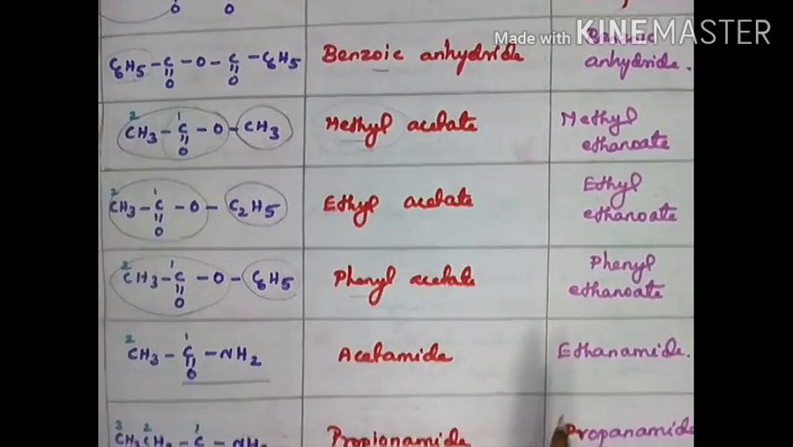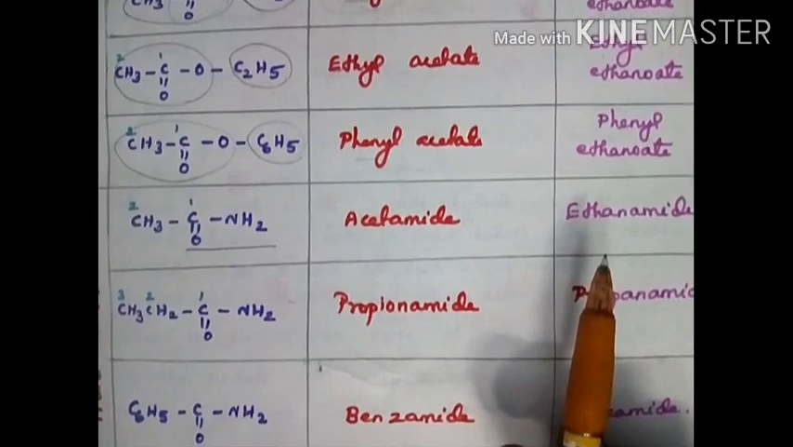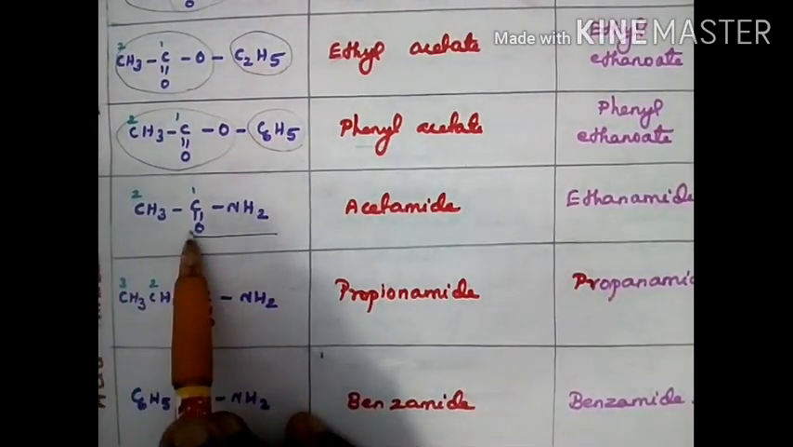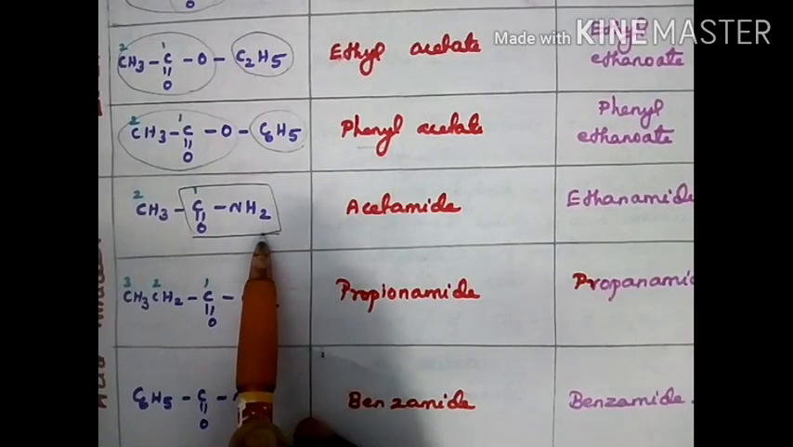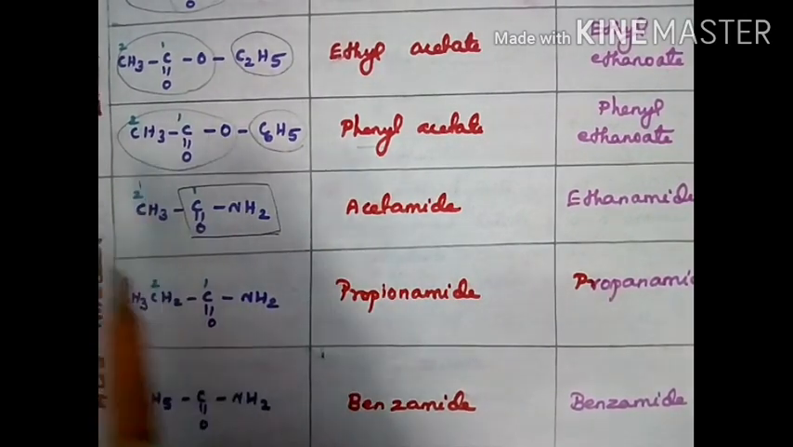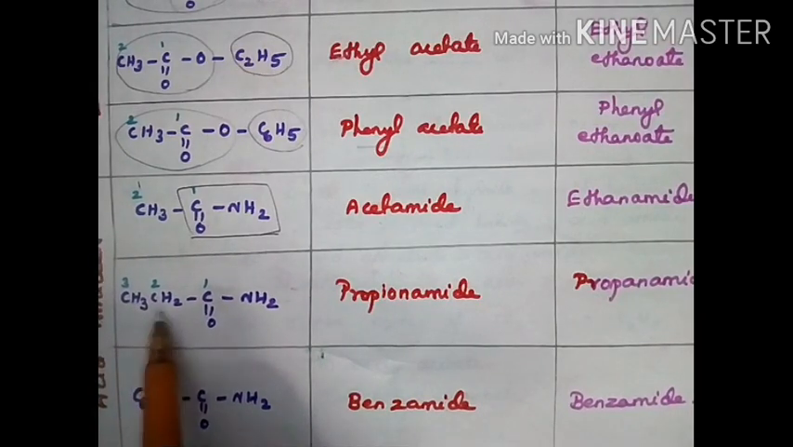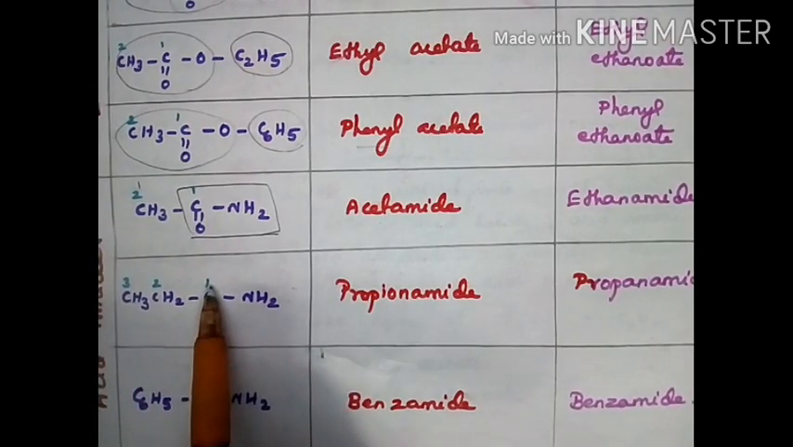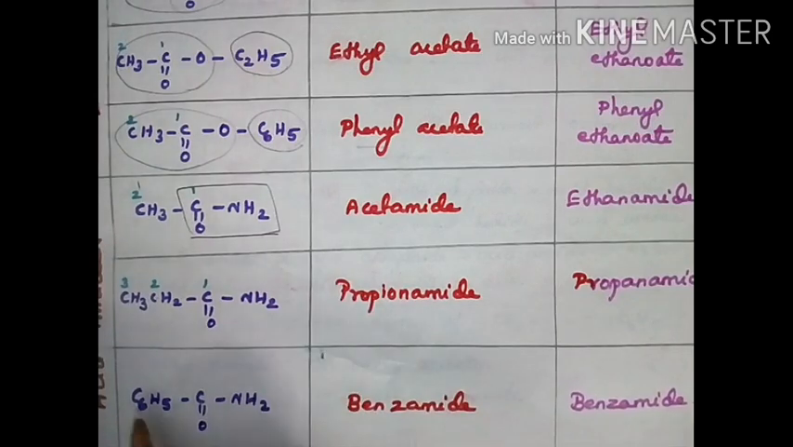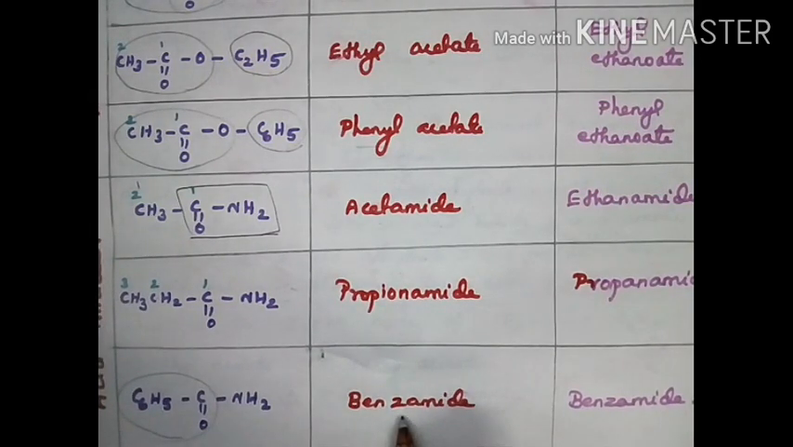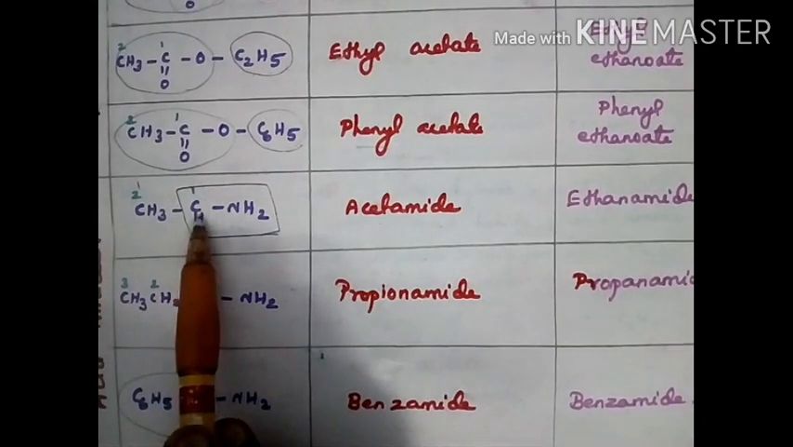And next we are going to see the next functional group, amide. Amide means CONH2. CH3 is there means acetamide. CH3CH2 is there means propionamide. And this is benzamide. 2 carbon is there.